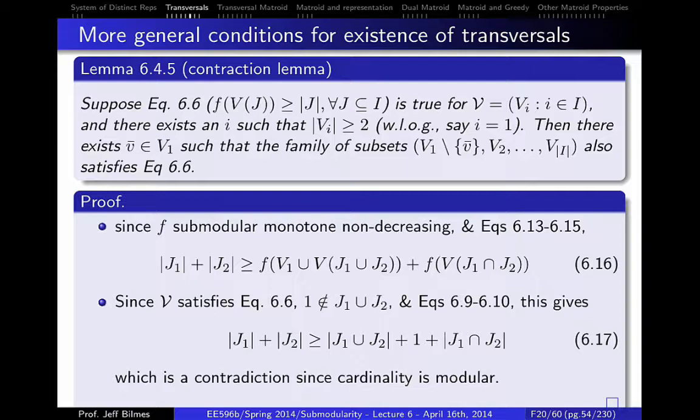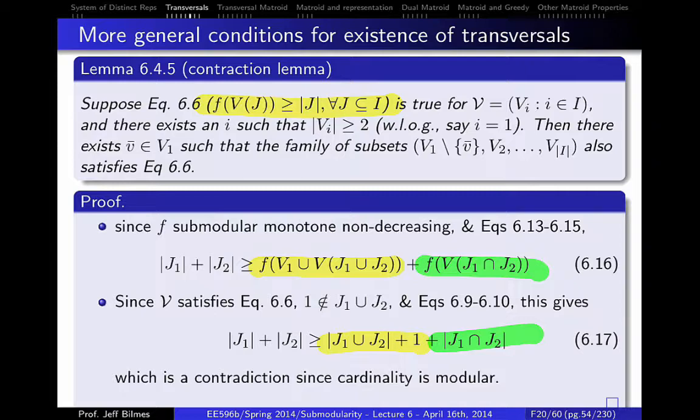Okay, so now we're getting back to the subsets V. We haven't removed an element yet. And so V, the original subsets, does satisfy equation 6.6. And notice that J1 and J2 were chosen both to not contain element 1. Okay, so that basically means that using equation 6.6 again, which if you'll recall is exactly that, this guy here is greater than or equal to this, which includes the 1, and this guy is greater than or equal to this, which doesn't.